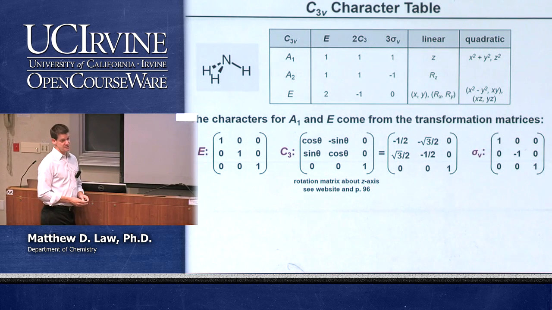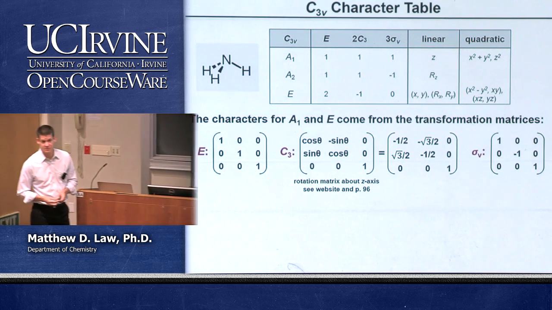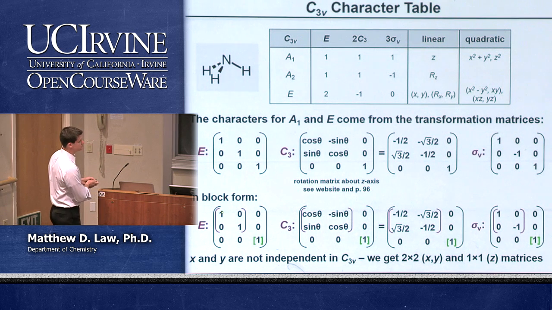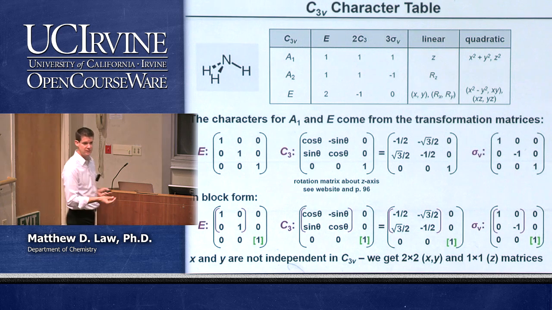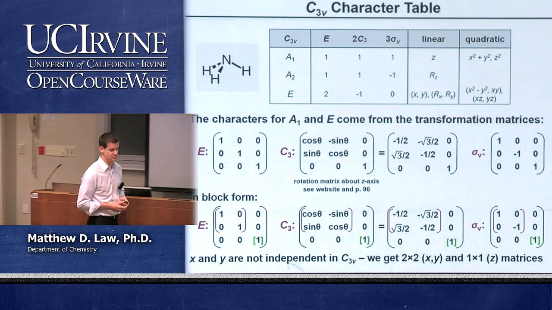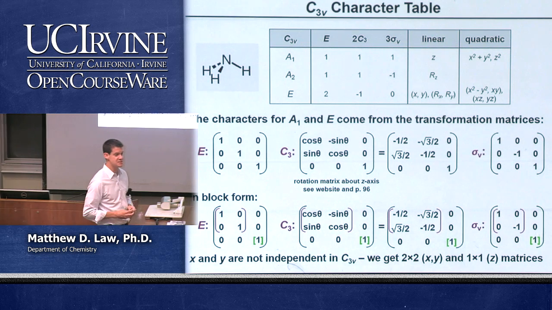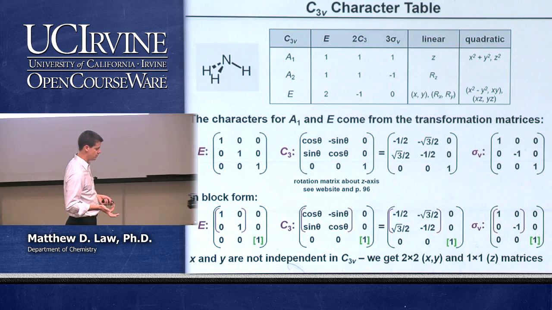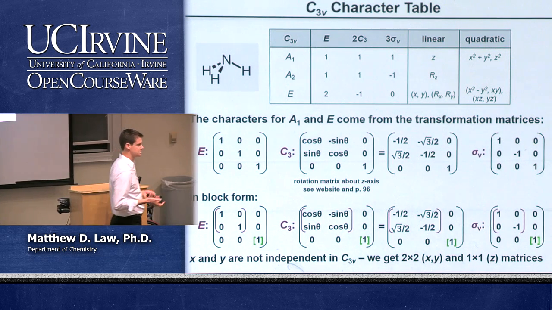Okay, so what does this give us? Well, if we try to block diagonalize these three transformation matrices, we can make a block that's 2 by 2 and a block that's 1 by 1. We can't make three individual 1 by 1 blocks anymore because we have this coupled situation from the C3 rotation. So we have a 2 by 2 and we have a 1 by 1. The 2 by 2 corresponds to the x and the y, and the 1 by 1 corresponds to the z.